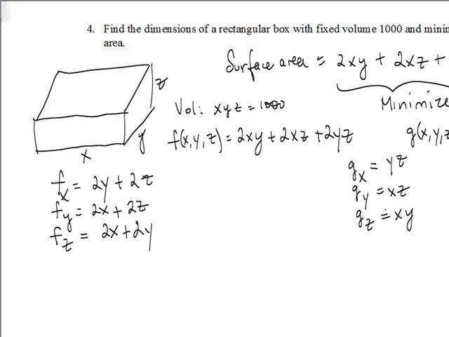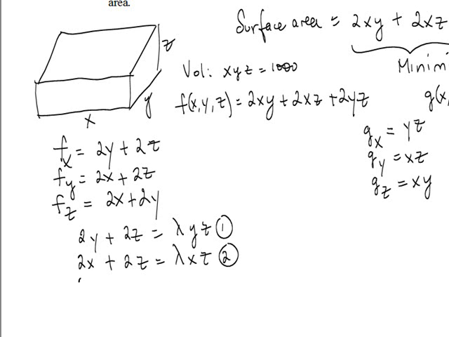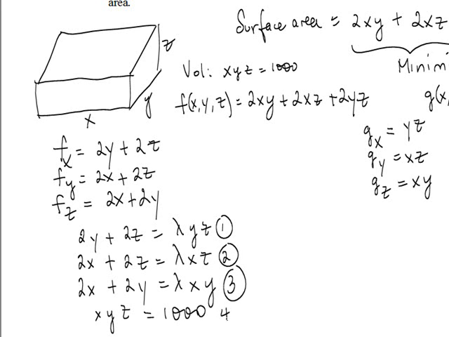Bring them all together. So let's bring in the lambdas. Left equals lambda times the right. So first equation, 2y plus 2z is lambda yz. Call this 1. Nothing can be done with that. Leave it alone. 2x plus 2z equals lambda xz, 2. 2x plus 2y equals lambda xy, 3. And the last one is always a constraint. People sometimes forget this one. xyz is 1,000, 4.